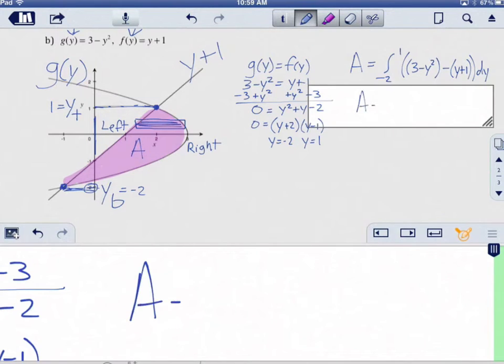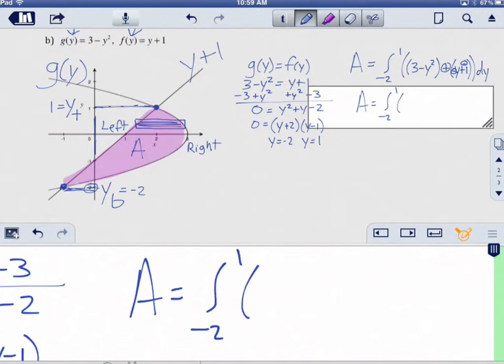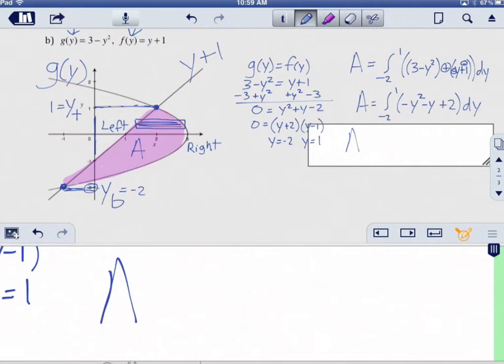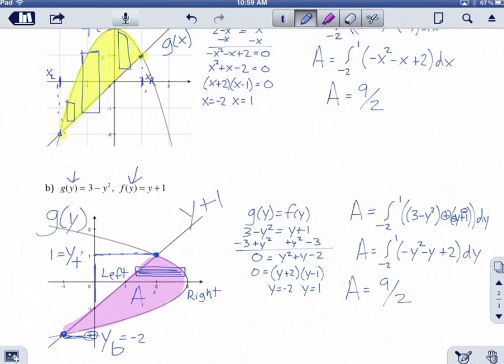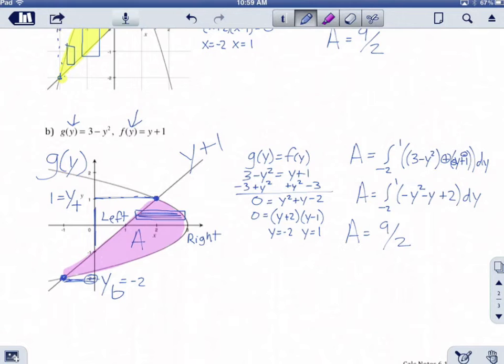And then we'll just simplify this here. We'll change all of our signs. And putting it in order, I get negative y squared minus y plus 2 dy. And from here you could use a calculator and we would get 9/2 for our area. Okay, so there's two examples, one with vertical rectangles and one with horizontal rectangles, and how to deal with each of those.